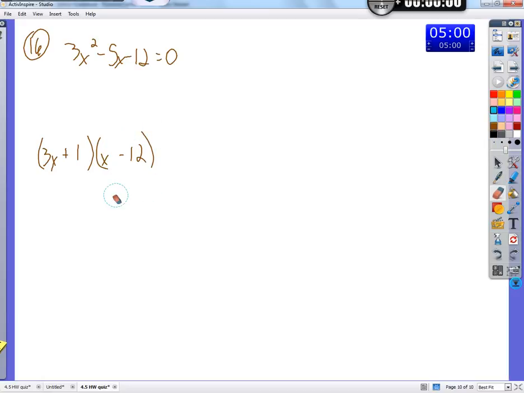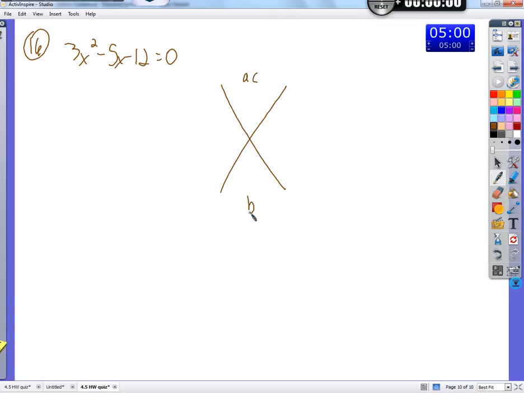That might not be such a bad idea, because 3x and x is the only way to factor 3x squared. But maybe you don't want to do that. Maybe you just want a reminder of this other way that I taught you. Let's do that. Okay, I call this the AC method. And you can just write that down, right? You can make that little X, and the AC is B. That's the same every time.